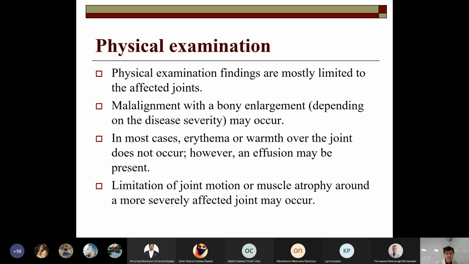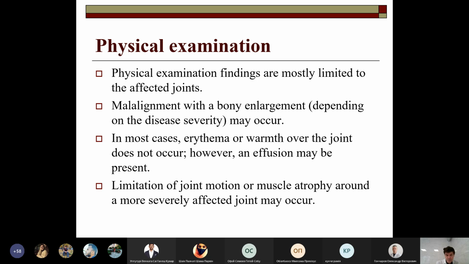In the next slide, you can see the short list of physical examination which can be applied for the patients in routine clinical practice. First of all, physical examination findings are mostly limited to affected joints, and you should provide a thorough examination of all the joints using the conventional questionnaire called DAS-28.